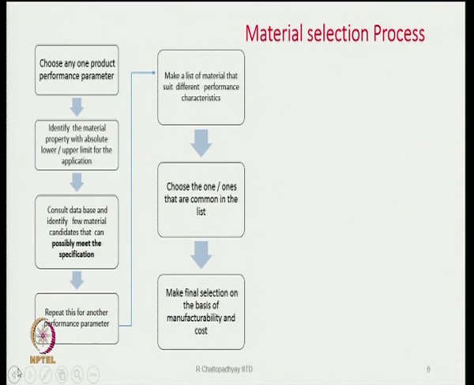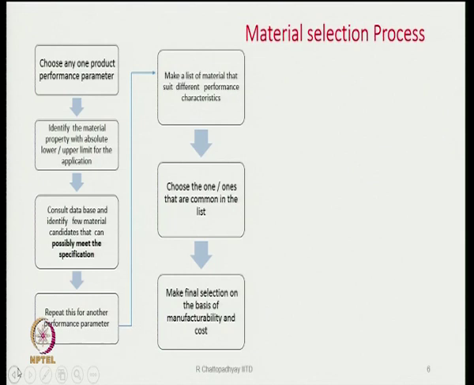Then you choose the property, without giving the name of the material. If it is strength, what is the basic minimum strength that is required, the absolute lower limit, so that it can meet the strength requirement of the product. Or it could be something else, not necessarily strength. So, we have to know the upper limit and the lower limit. Then consult the database and identify a few material candidates that can possibly meet the specifications. For this we must prepare a proper database of properties of different fibers: natural fibers, synthetic fibers, high performance fibers. Whatever new fibers are coming, we should maintain a database of their properties.